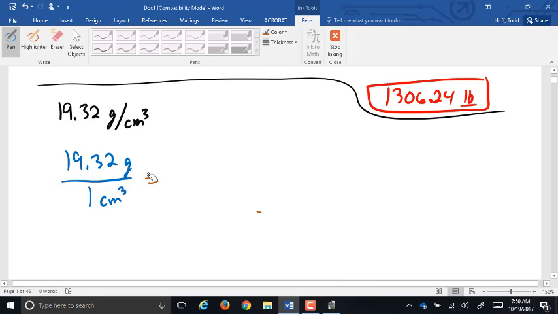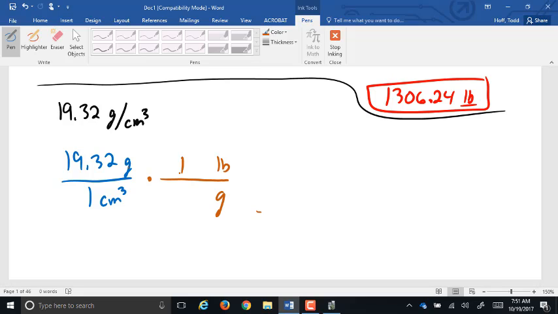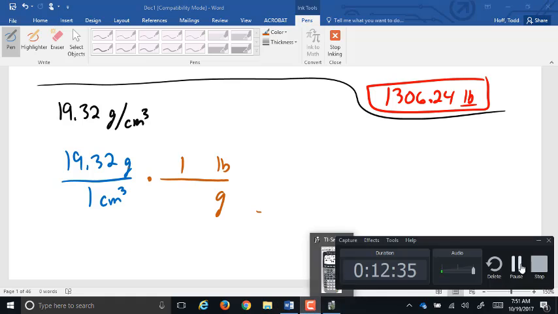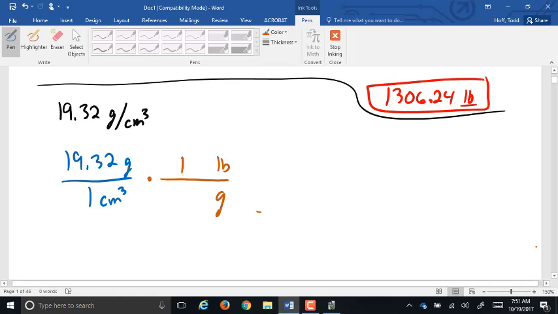We can do this directly, because we've got a relationship between grams and pounds. 1 pound is how many grams? Like 453 or something like that. Was it 0.4536? 454 is what they're saying then. So 1 pound is about 454 grams. So let's change the grams for pounds.